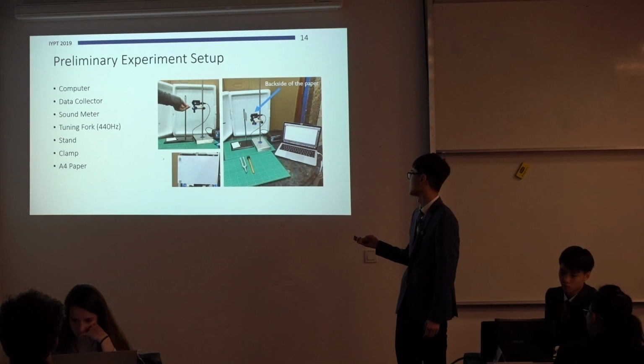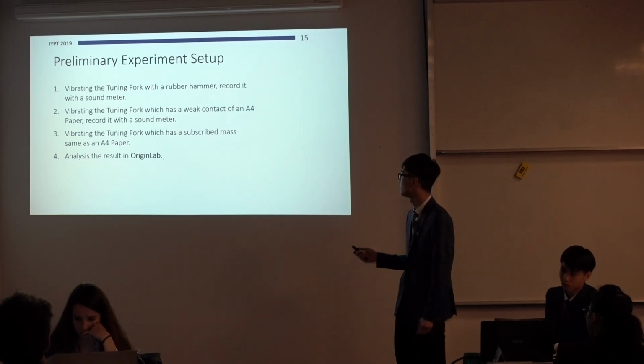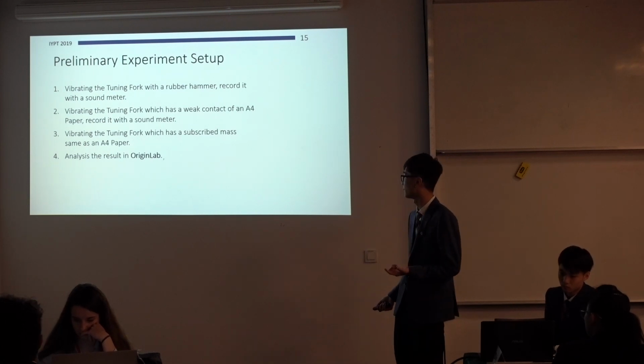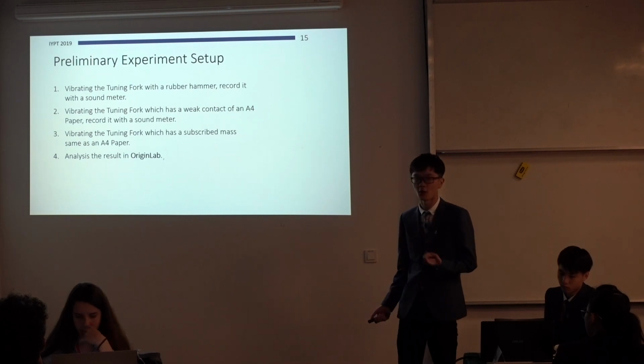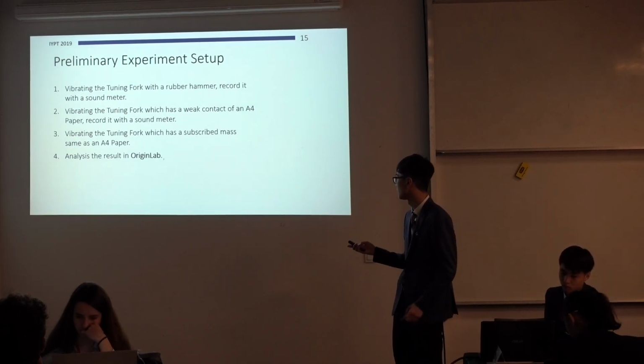So this is our experiment concept. We will vibrate the tuning fork with a rubber hammer, and we put it with a sound meter, and we also supply our A4 paper which has contact or total contact with it, and we will analyze it from that.